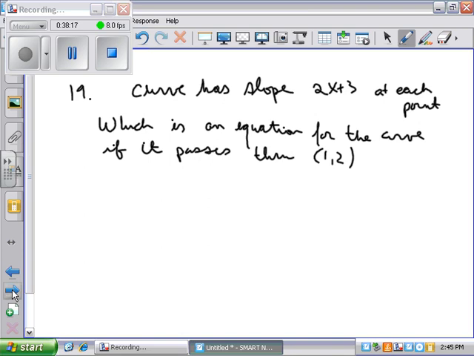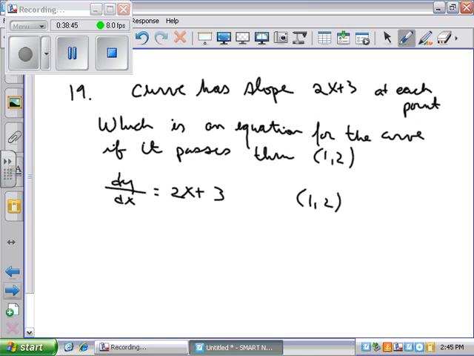But anyway, you have a curve. It's got a slope of 2x plus 3. What's another way of saying the slope of a curve? Nope, it's just the derivative. Slope of a curve is the same as the slope of a tangent. So they gave us that the derivative is 2x plus 3, and the curve has to go through the point (1, 2). And they want to know what the function is, given to find out C.